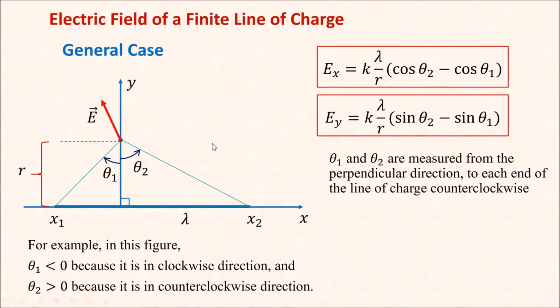This is very general. We can then apply it to all different situations. And EY is K lambda over R, sine theta 2 minus sine theta 1. In this case, theta 1 and theta 2 are directional, starting from the perpendicular direction. Counterclockwise is positive, so theta 2 is positive, theta 1 is negative in this case. If the line extends from here to here, then both theta 1 and theta 2 are positive. If the line extends from here to here, both theta 1 and theta 2 will be negative. So each one could be positive or negative.